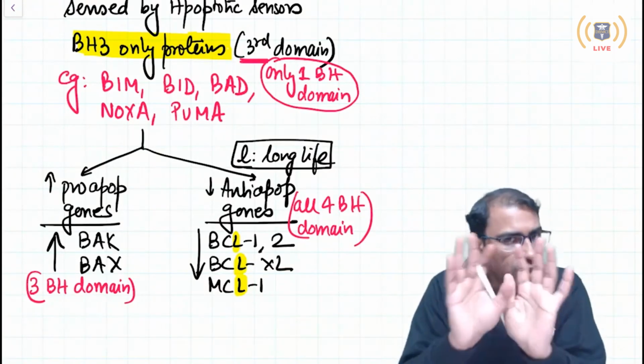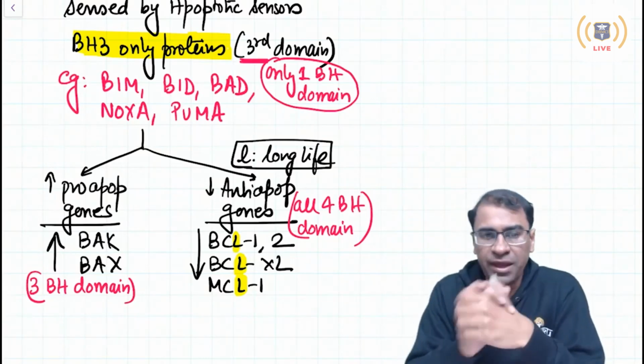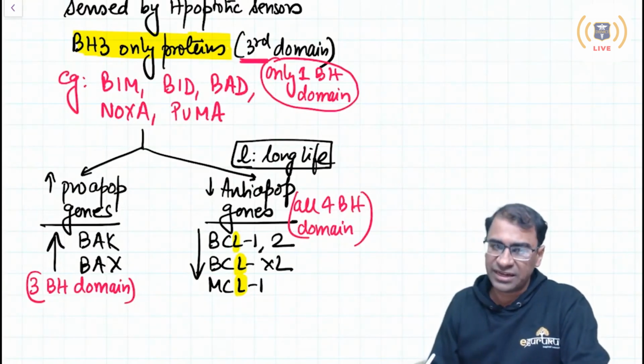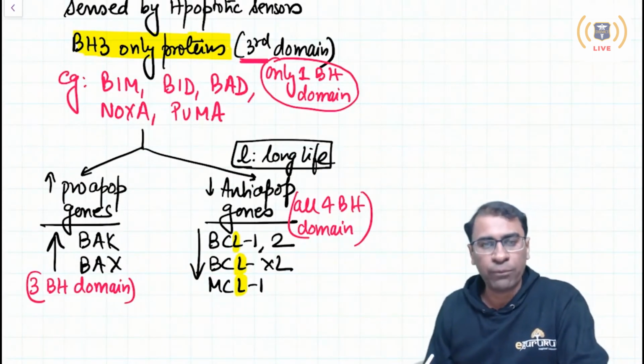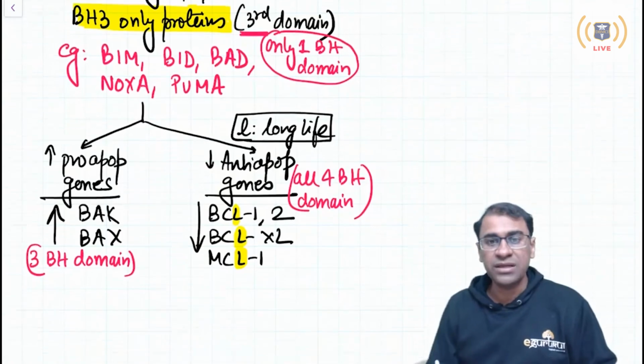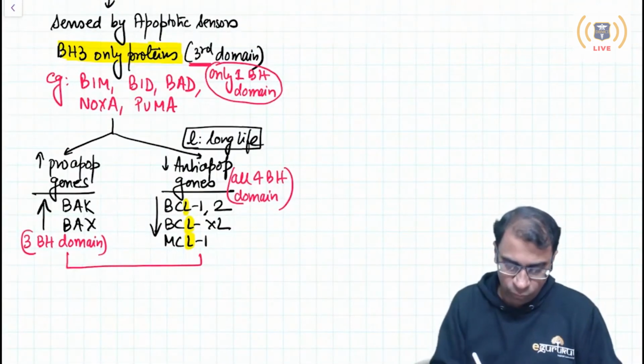I'm going slow. Don't worry. These are confusing, but it will be very, very fruitful for you. ठीक है? Now देखो. Once these genes have sensed that there is a definite need for apoptosis, all these genes will start acting on the mitochondria.